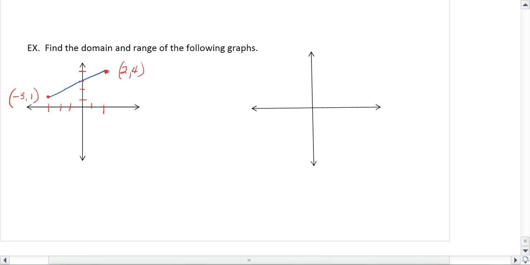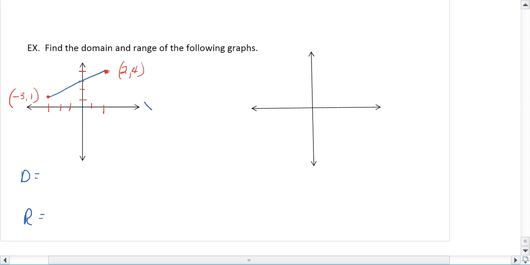All right, the last thing we need to look at is to be able to find the domain and range from a graph. And this is a skill we will need to use all year. So let's review it. Here we have 2 points, (-3, 1) and (2, 4), and a line segment connecting them. And we are asked to find the domain and the range of this line segment.